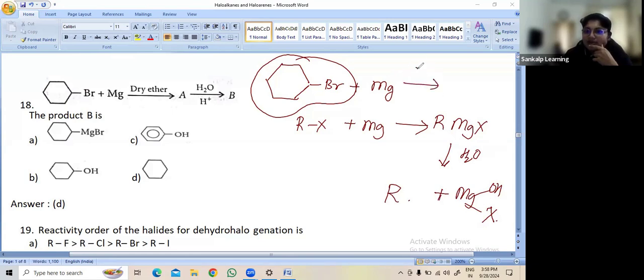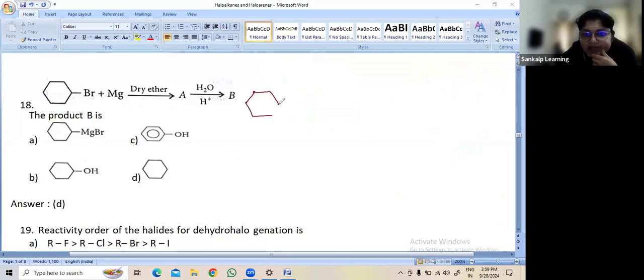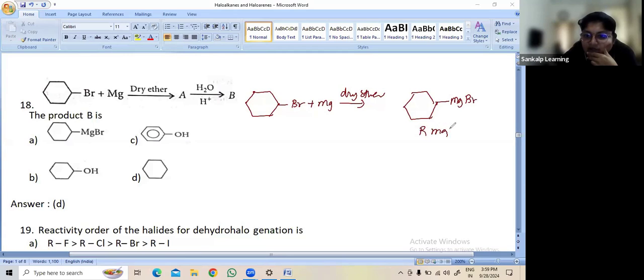In the same way, in the presence of dry ether, I'm going to get R, and then this compound will have MgBr. Further, on hydrolysis, I'm going to get the compound plus MgOH. Hydrolysis means what? Directly we have written, but what are the steps involved here? This is Br plus Mg in the presence of dry ether. First step is addition, forming RMgX, so you are going to get MgBr.